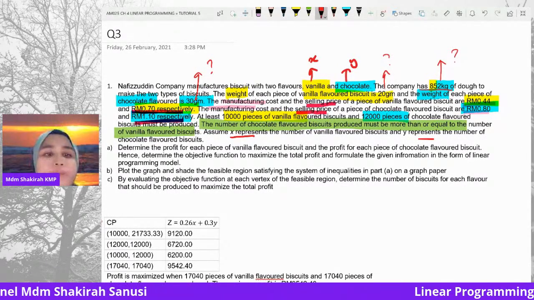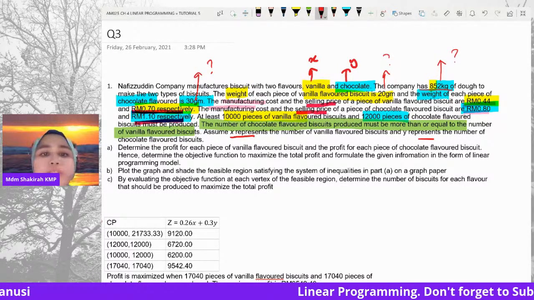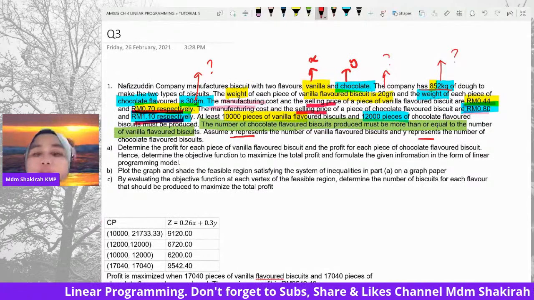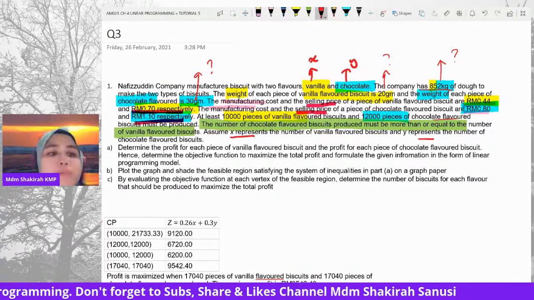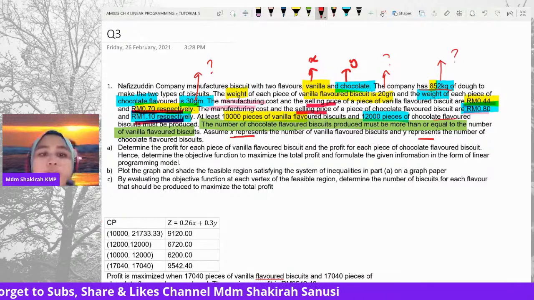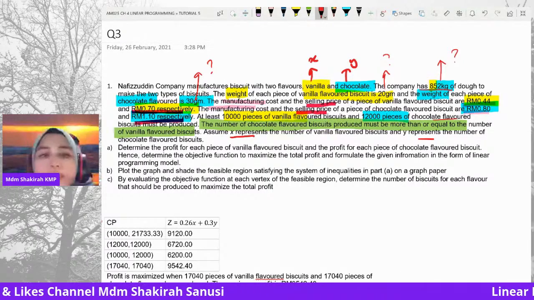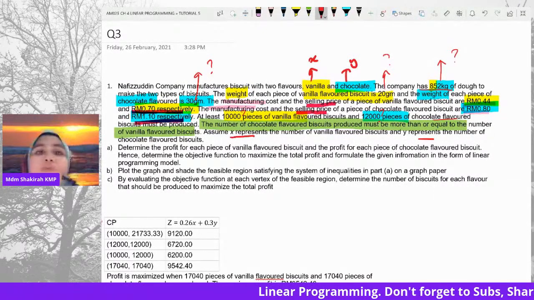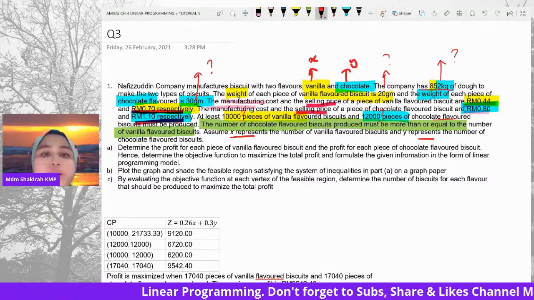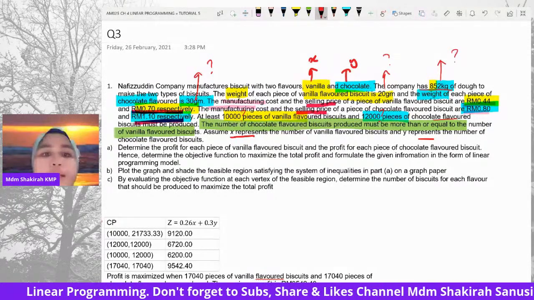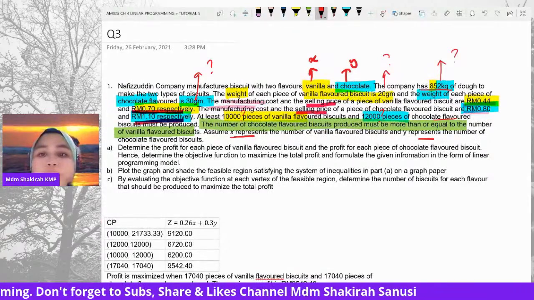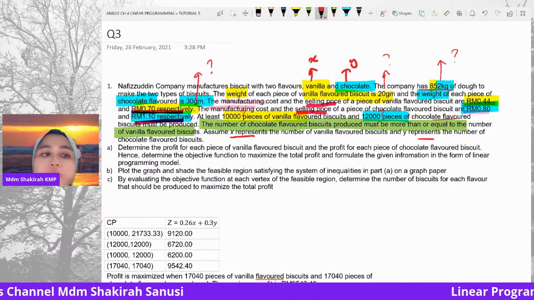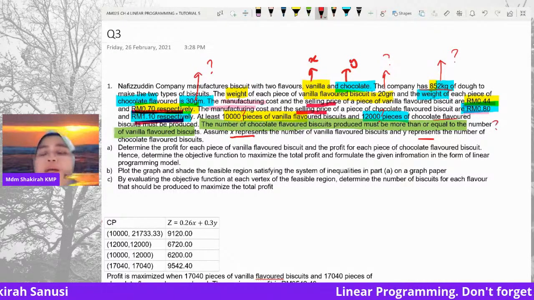Alright. At least 1,000 pieces of vanilla flavored biscuits and 12,000 pieces of chocolate flavor must be produced. Okay, itu dia cakap pasal total. So yang ni sepatutnya pun kita ada maklumat apa dia ni bila kita nak guna. Okay, kita kena masukkan dalam inequalities. Alright, let's look at the green one. The number of chocolate flavored biscuits produced must be more than or equal to the number of vanilla biscuits. Okay, kat sini pun akan dapat satu persamaan.